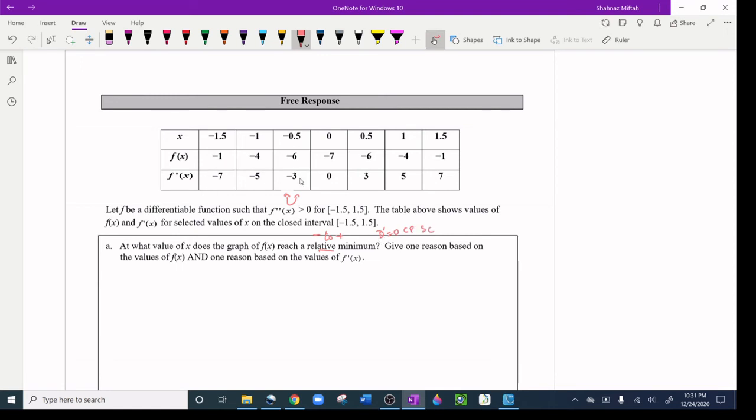So the derivative is already here. So what are the critical points? Critical points are where the derivative is 0 or undefined. So this is a derivative, and that's 0. So at what x value is the derivative 0?